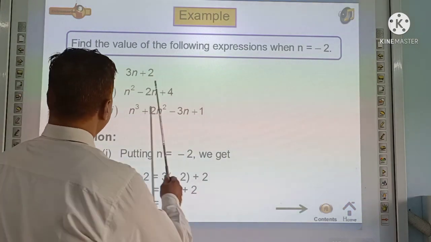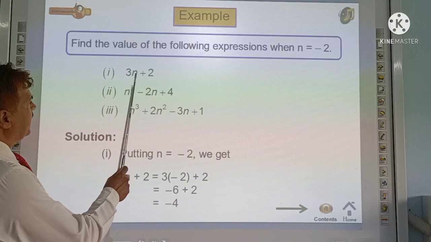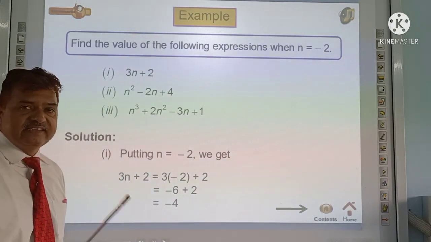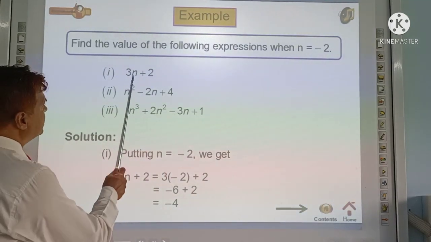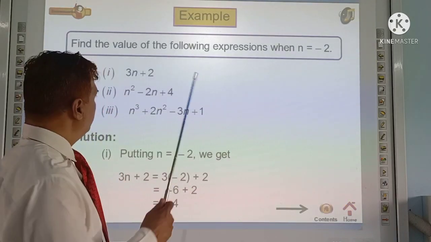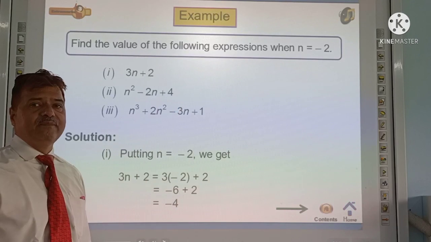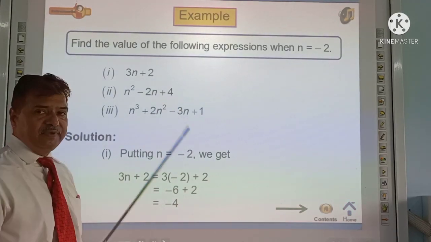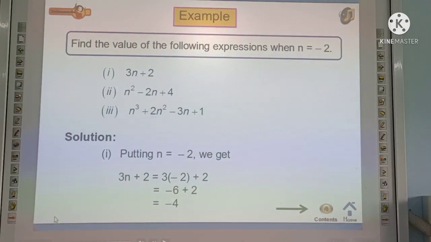Dear students, in the first question, 3n plus 2, n is minus 2. So minus 2 will be multiplied by 3, then we will get minus 6. Minus 6 plus 2 will be minus 4. So the answer will be minus 4. Okay?